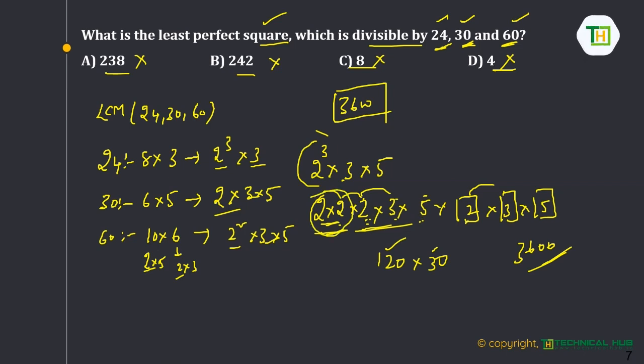I will multiply with 2. So then 2 into 2 is a perfect square. Again, I will multiply with 3. So 3 into 3 is a perfect square. So 5 into 5 is a perfect square. So if you multiply, you will get 3600.